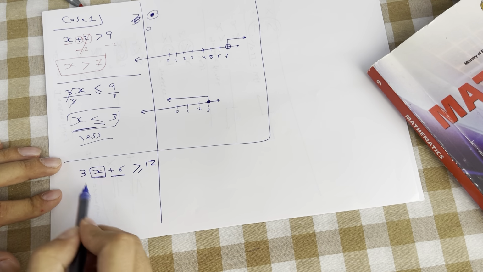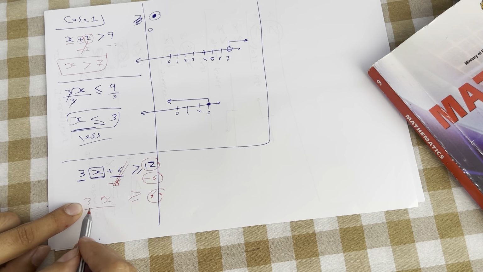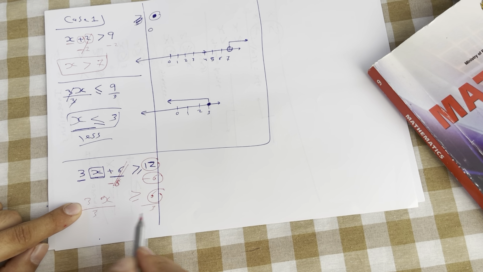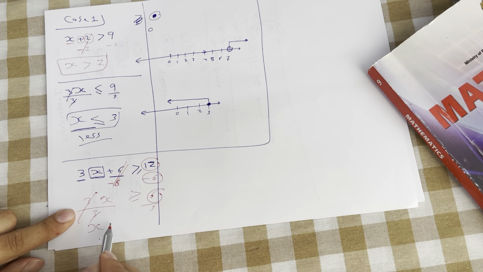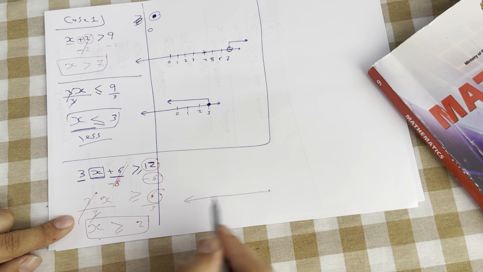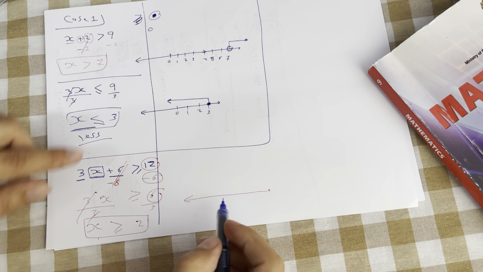Look at here. They are cancelled and they will be what? 3x, 12 minus 6 is 6. Positive 6, negative 6, they are cancelled. Just we have 3x. So how to remove this? I have to divide by 3, divide by 3, they are cancelled. x > 2. So this is the answer.